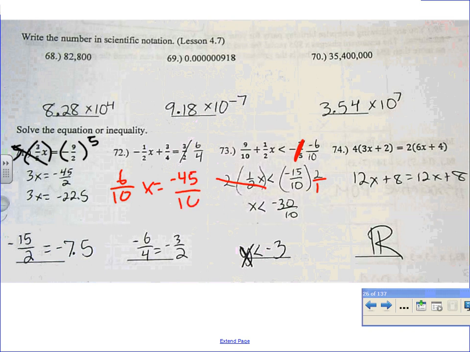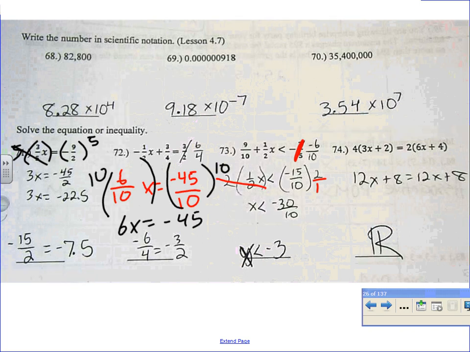Okay, so then you multiply both sides by 10 first, right? Okay, so Peyton, the way that you did it, you end up with 6x equals negative 45. Divide by 6, and you still get 15 over 2, or negative 7.5. You okay? Okay. Amberly.